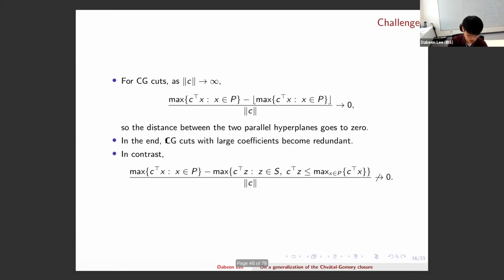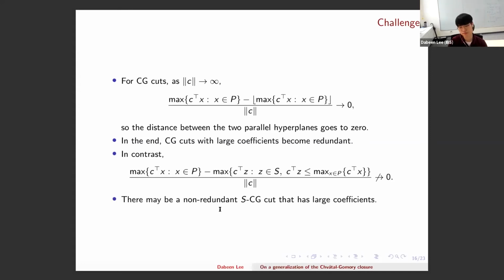But that's not the case for the SCG cut. In fact, there could be a lot of non-redundant SCG cuts that have large coefficients. So this is one challenge that makes it hard to use previous results for proving our result.